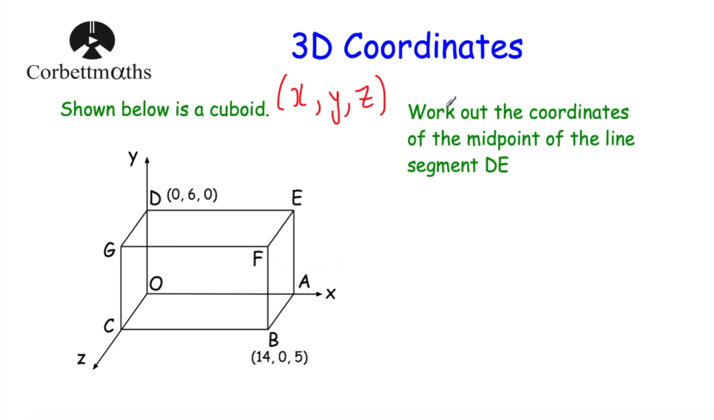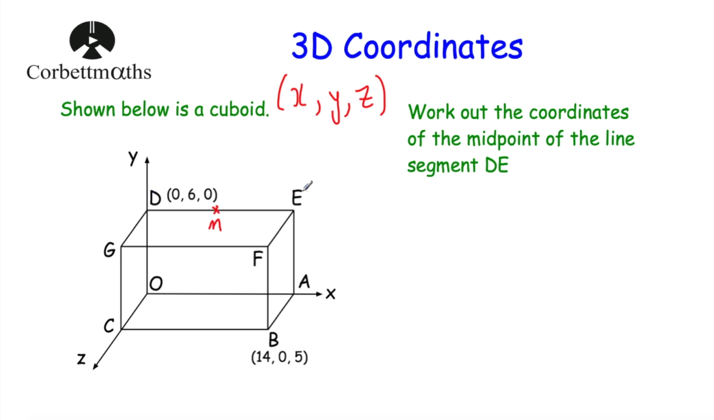Okay, let's have a look at our next question. So our next question says, write down the coordinates of the midpoint of the line segment DE. So we've got D and we've got E. So this is the line DE, and we want to find the coordinates of the midpoint. So let's put a little midpoint there. So we want to find the coordinates of that point there, the midpoint of it. I'm just going to call it M. So we want to find the coordinates of this point M, the midpoint of the line segment DE.